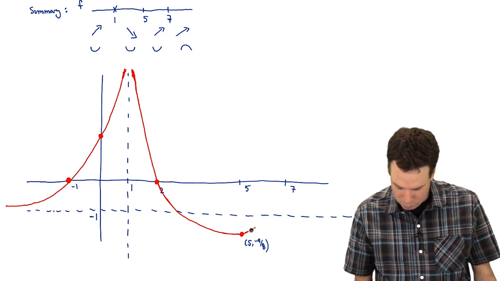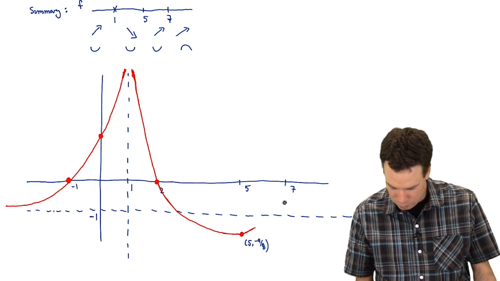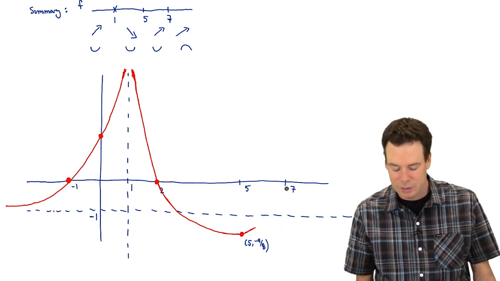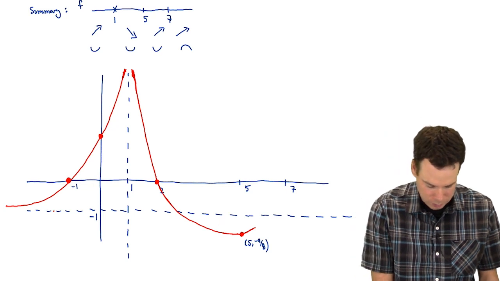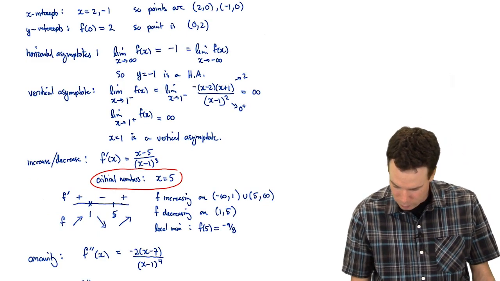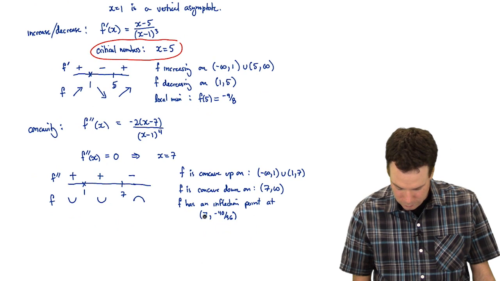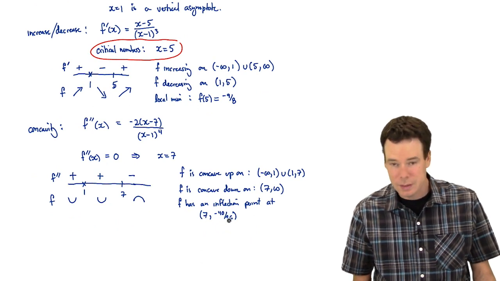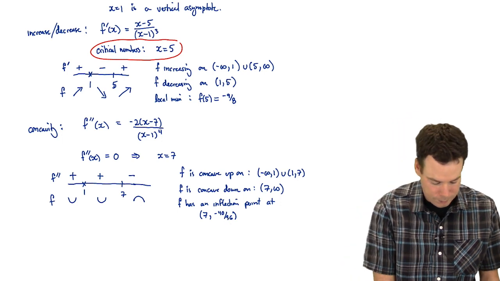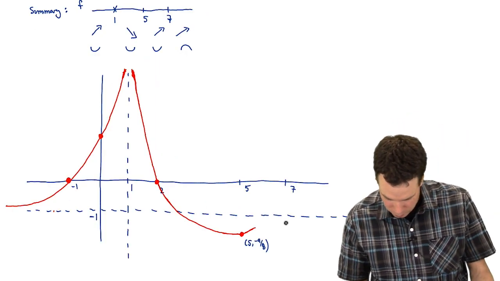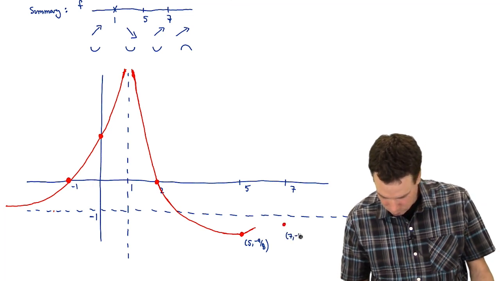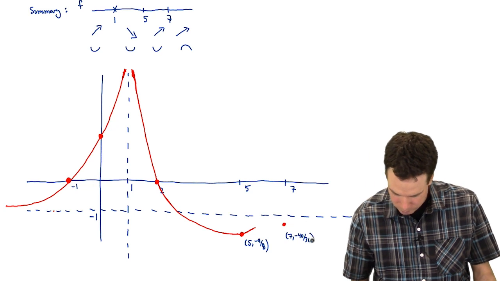What's my y value? I want to know if I'm crossing this before I turn concave down, or if I have to turn concave down if the value at 7 is below the horizontal axis. So I look at my value. Value at 7 is negative 40 over 36. That's still below 1. So that's going to be down here somewhere. That's my 7 and negative 40 over 36.